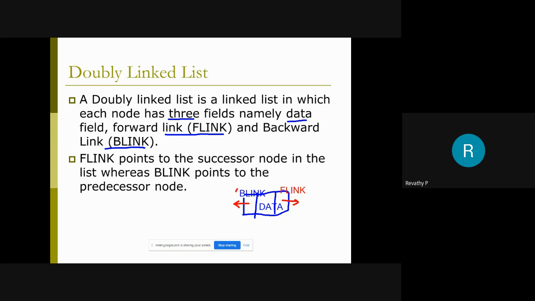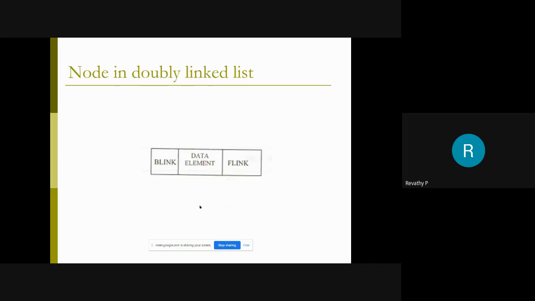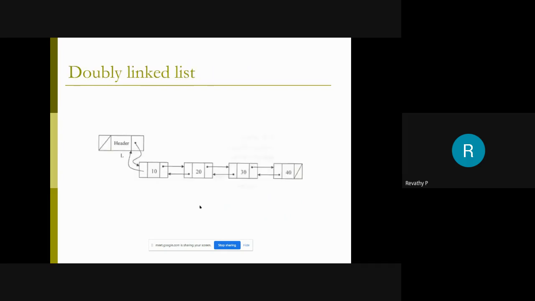So the backward link as well as the forward link is a pointer variable, a structure member, and it points to the address of a node of structure type. So this is your data element, backward link and forward link. So every node will have three elements. One is the data, another is the forward pointer, and the other is the backward pointer. The forward pointer stores the address of the successor node, whereas the backward pointer stores the address of the predecessor node.